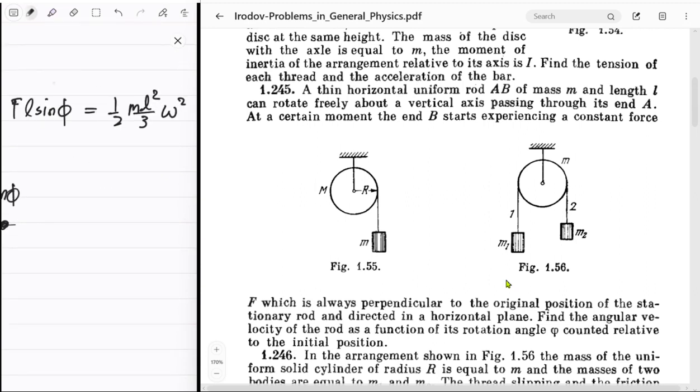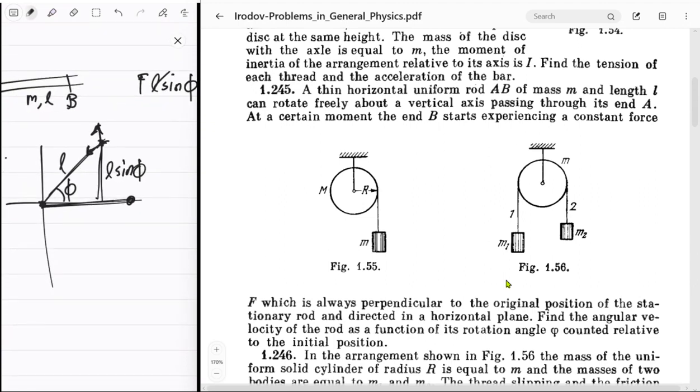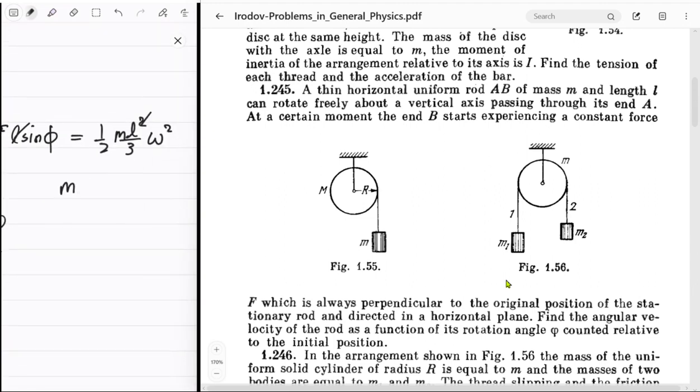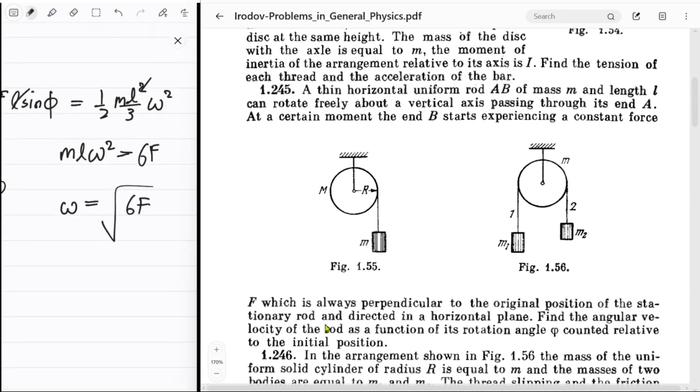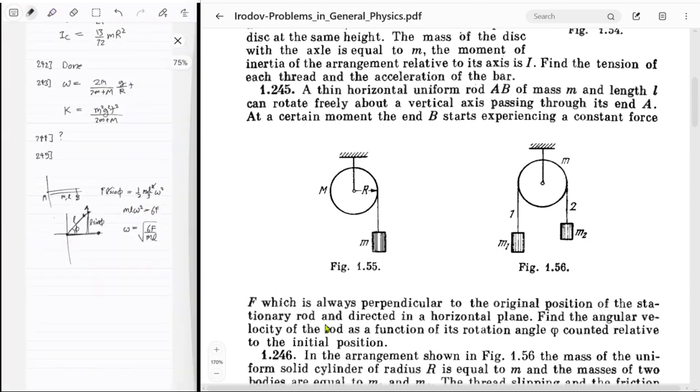Though it took a bit of understanding what's actually happening over here. They should have actually told us that this force is external and not the net force, whatever. So ml omega squared upon 6 is equal to F, so it's equal to 6F basically. There you go, you got omega is equal to square root of 6F upon ml. That's our answer.